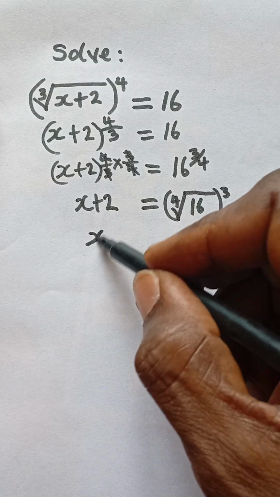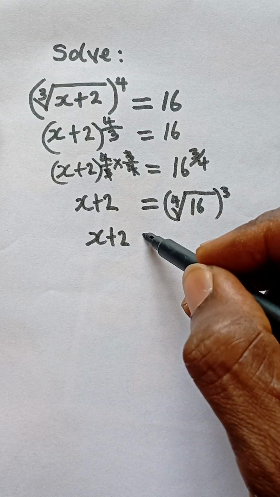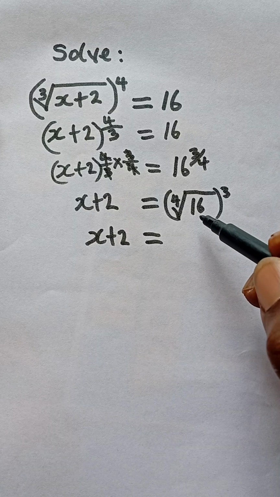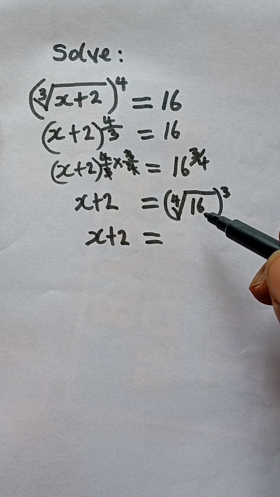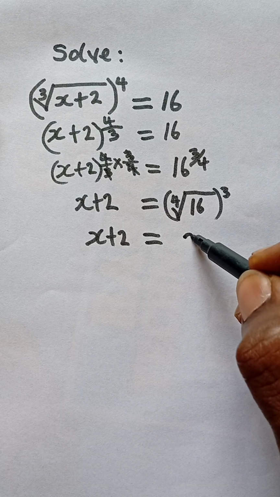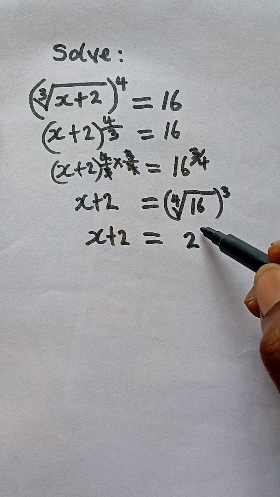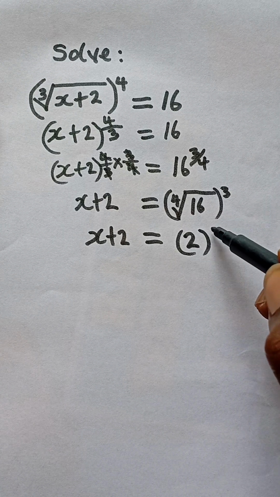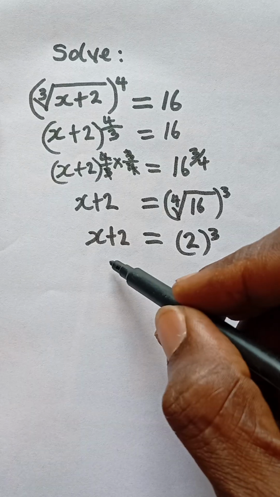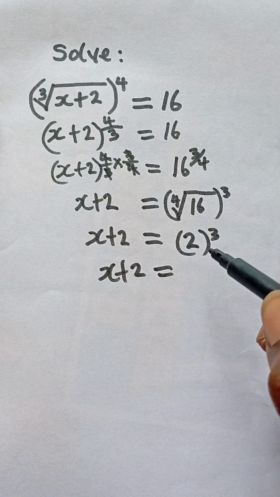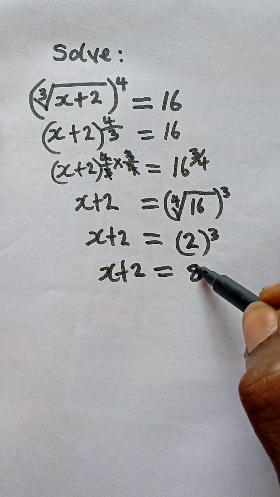So I'll have x plus 2 is equal to the fourth root of 16. That means what number can you multiply by itself 4 times to give 16? That will be 2. If you multiply 2 by itself 4 times, it's going to give you 16. So the fourth root of 16 is 2, then all raised to this power 3. So you are left with x plus 2 is equal to 2 raised to power 3, which is 8.